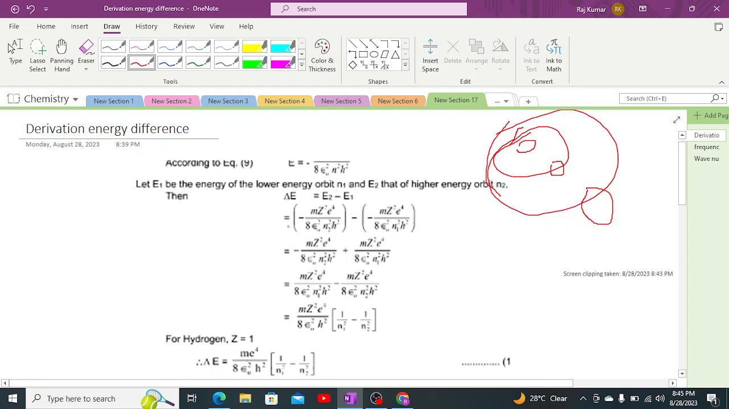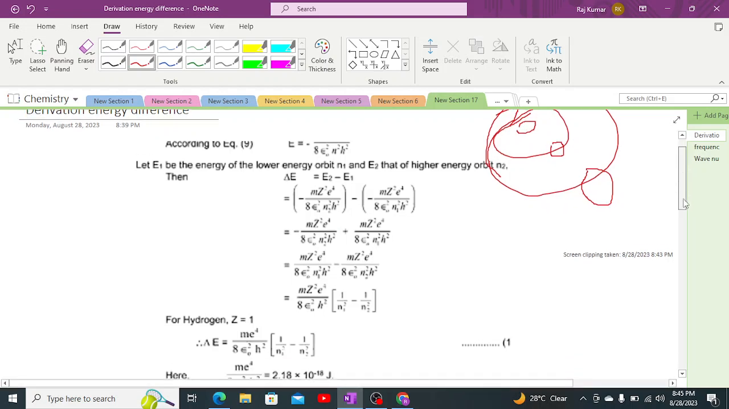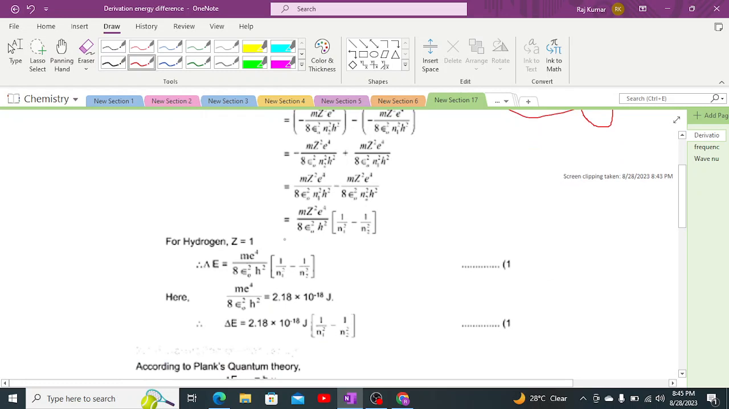Let's come back to the formula here. As you can see, we have put in the values of E2 and E1. Minus m Z square e power 4 upon 8 epsilon naught square n2 square h square, minus bracket minus m Z square e power 4 upon 8 epsilon naught square n1 square h square. When we calculate both of them, we will have our answer as m Z square e power 4 upon 8 epsilon naught square h square, 1 upon n1 square minus 1 upon n2 square.